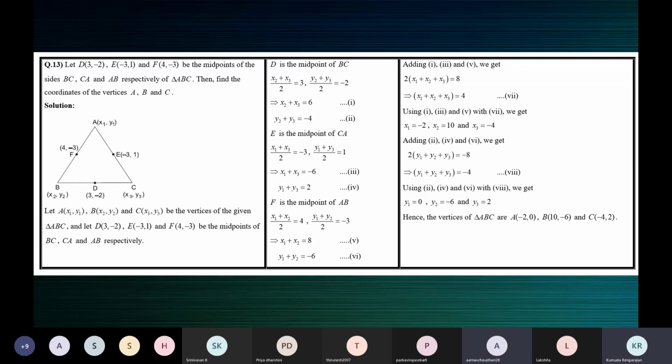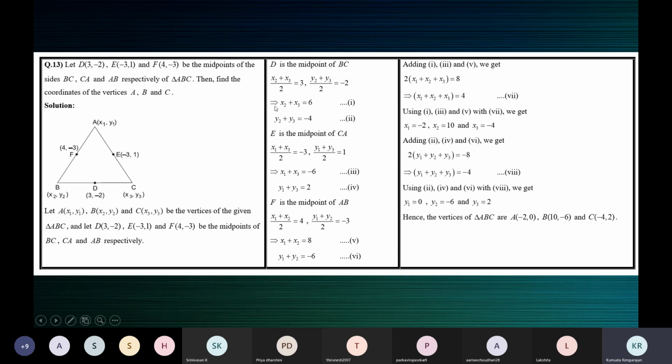Ma'am, I didn't get the last step. Using 1, 3, and 5 with 7 we get. Yeah, let me check. So using 1, 3, and 5 with 7. Where is 7? This is 7. x1 plus x2 plus x3 is equal to 4. This is 7. We'll use 1 in this.